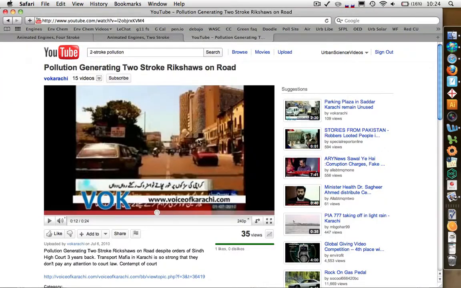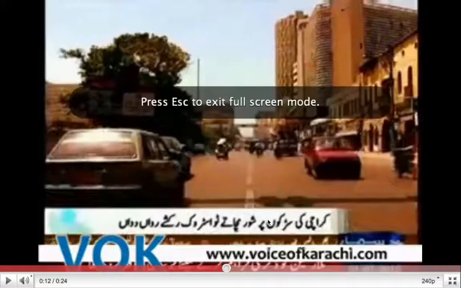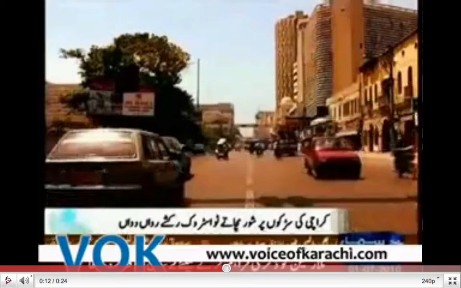All right, moving along. This is video footage of some two-stroke engines in downtown Karachi, and it's pretty good for showing just the level of pollution that exists from a two-stroke engine. Pay attention to the rickshaws in particular.